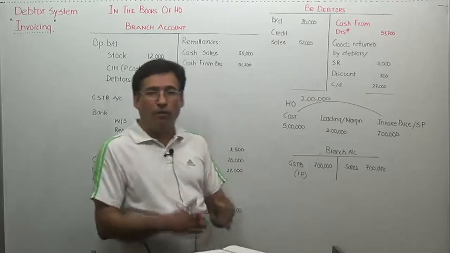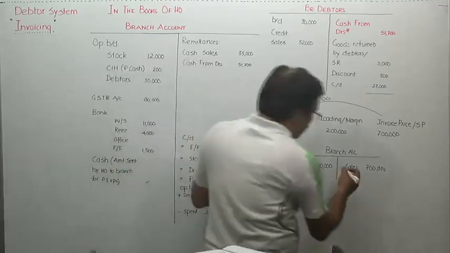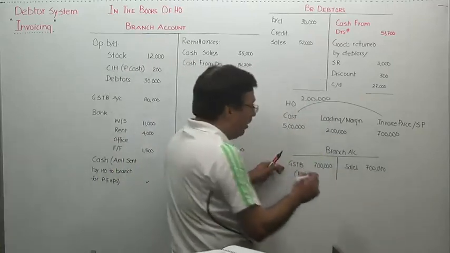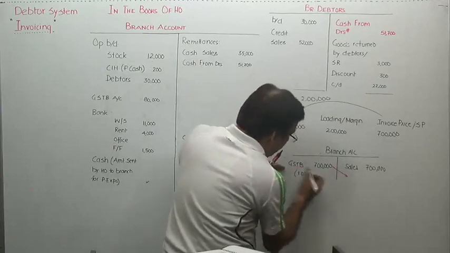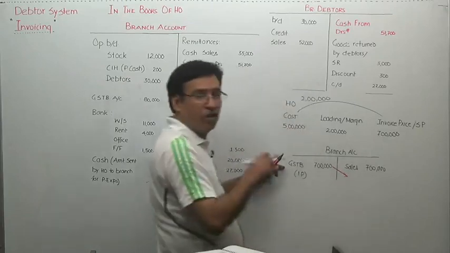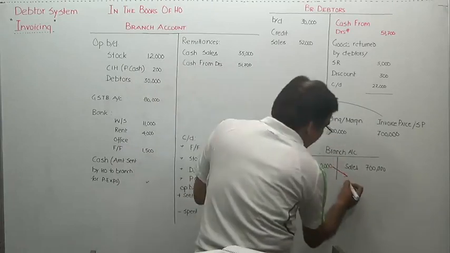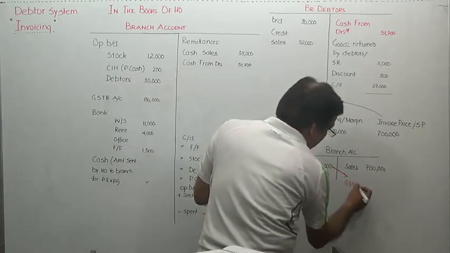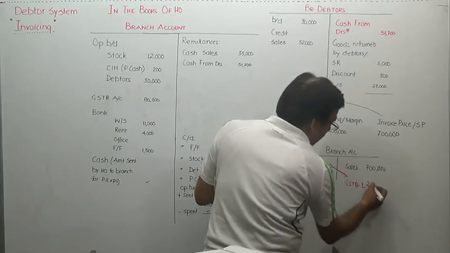So in order to compute that profit, what are we supposed to do now? See here, I will have to bring this item, goods sent to branch, at cost. And in order to bring it at cost, I will have to write here, by goods sent to branch loading. Correct? And the loading is 2 lakh.